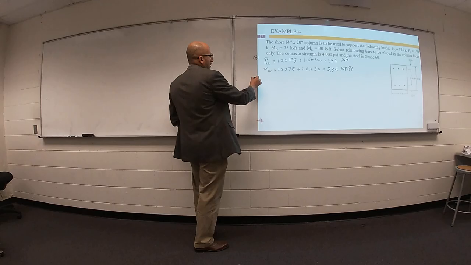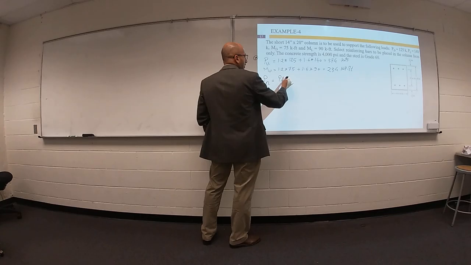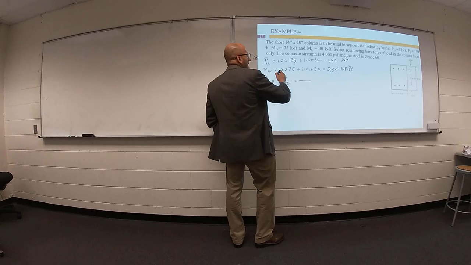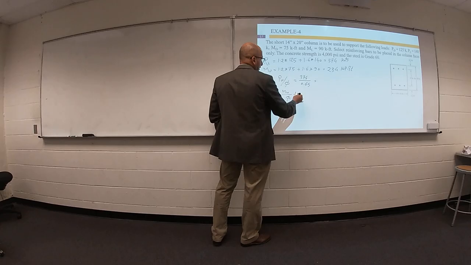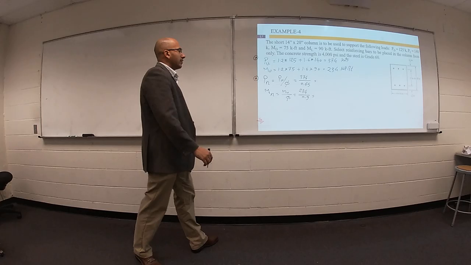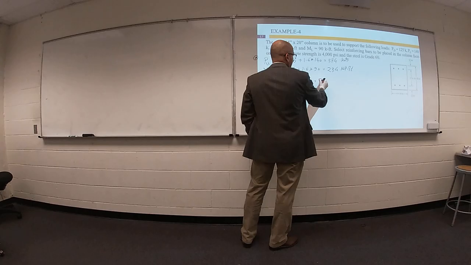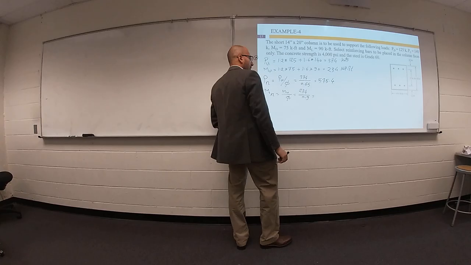Second one, 234 kip-foot. Okay, your cross section is given, so Pn equal P ultimate divided by phi. So Pn, P ultimate 374 divided by 0.65. Mn equal M ultimate divided by phi. So 234 divided by 0.9. What's the first value? 575.4. And the second, 260.